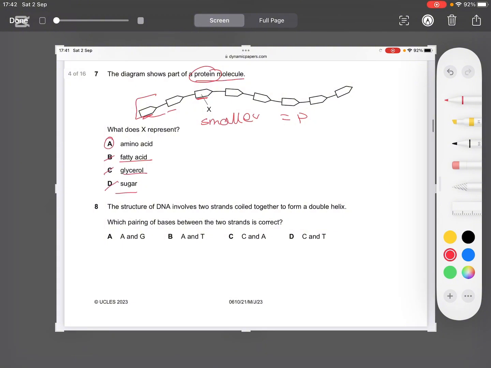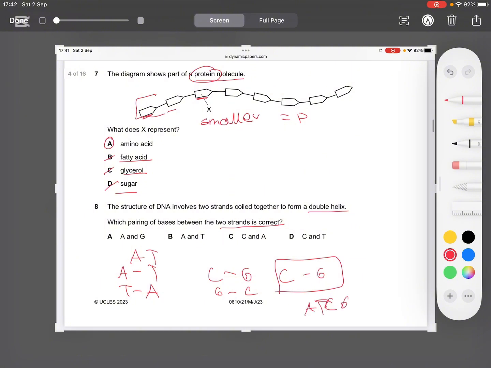The structure of DNA involves 2 strands coiled together to form a double helix. Which pairing of bases between 2 strands is correct? We said A forms with T, T forms with A, C forms with G, G forms with C. As C and G look like each other, they form together, and A and T form the word AT. Just remember it this way. So A and G, no. A and T, right. C and T, no. C and G, right. So it's only A and T.